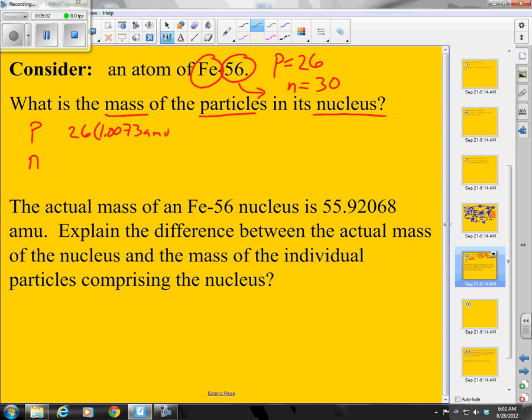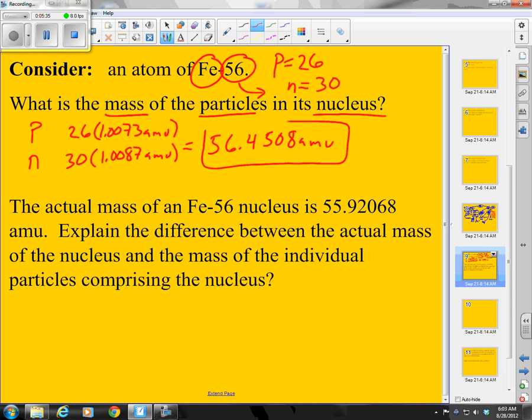1.0073 AMU plus 30 neutrons times 1.0087 AMU. And when I use my calculator here, 26 times 1.0073 plus 30 times 1.0087, I get 56.4508 AMU. Good. 56.4508 AMU is the mass of the particles in the nucleus.